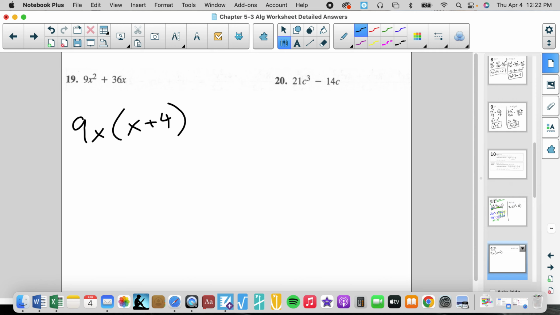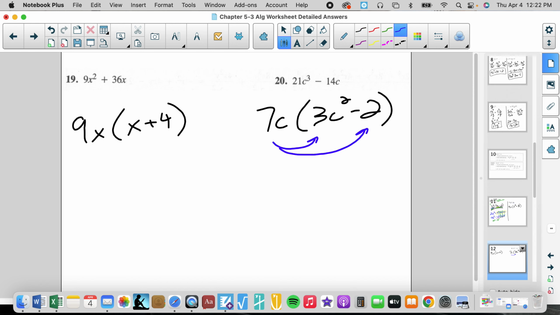21c to the third minus 14c, we can take out a 7. We deal with coefficients, and then we deal with variables. So 3c squared minus 2. And the way that you check is you redistribute it back out. Does that equal 21c to the third minus 14c?